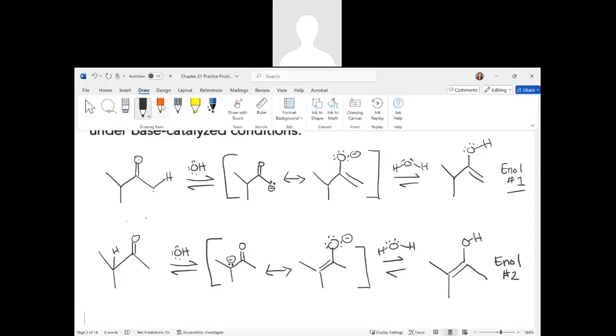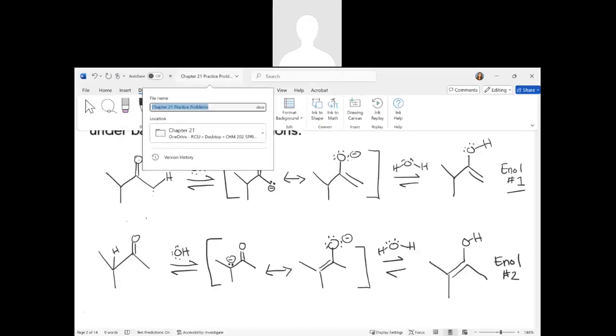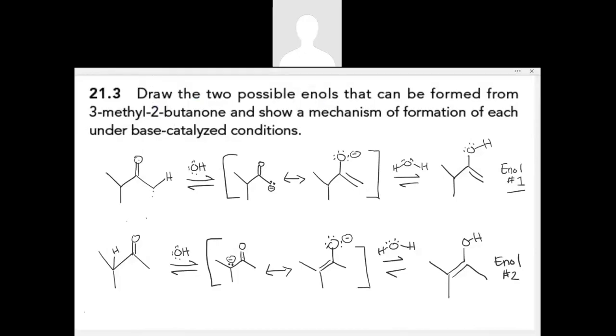In chapter 21, problem 3, we're asked to draw two possible enols that could be formed from our starting material of 3-methyl-2-butanone and show the mechanism for each of these under base catalyzed conditions. So that's what we have to consider here. We're going to have hydroxide as our reagent in the first step of each of these mechanisms, and then we would see water in the second step, acting as the acid to protonate our enol.